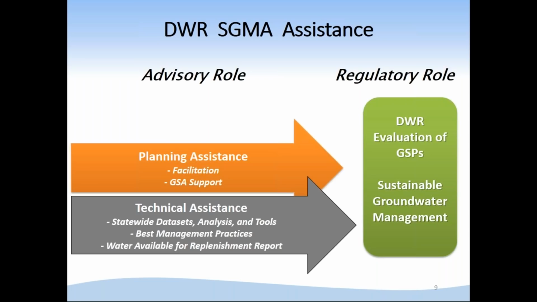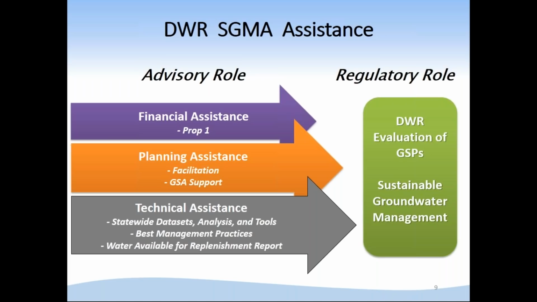Other areas where we're working are planning assistance. There's a team of folks working on facilitation support services and GSA support services. That's been ongoing through the GSA formation process and continues to occur throughout the basins in the state. And then the third component is financial assistance. Our financial assistance branch within DWR is currently working on a Proposition 1 groundwater grant application that's currently open. And that is money set aside for groundwater sustainability agencies and other related entities for the purposes of developing these groundwater sustainability plans and other components related to SGMA.